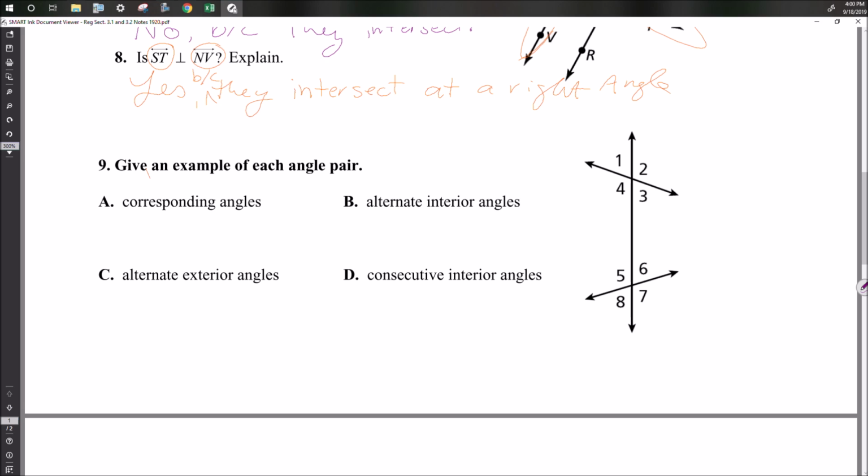So what we need to do is we need to give an example of each of these angle pairs. So what I'm going to do is I'm going to give you not 5 minutes, I'm going to give you like a minute to identify one pair of corresponding angles, one pair of alternate interior angles, one pair of alternate exterior angles, and one pair of consecutive interior angles.